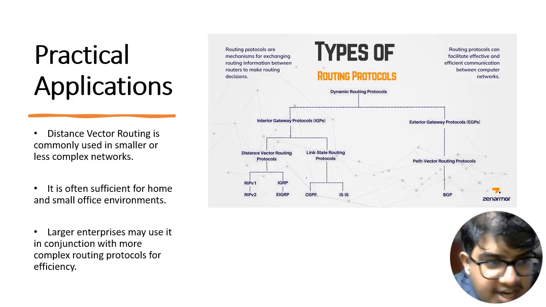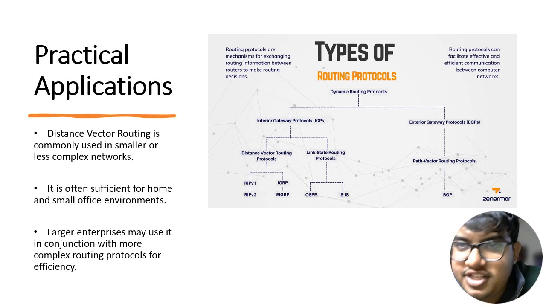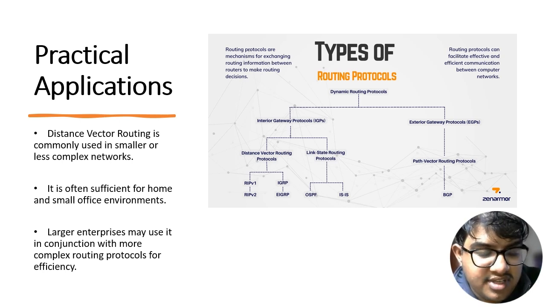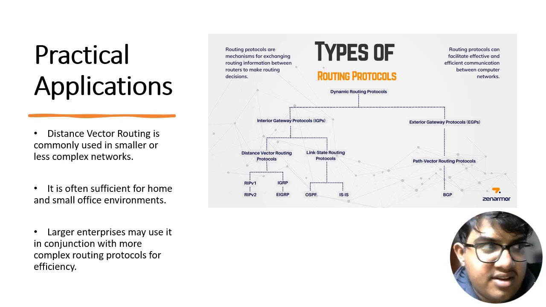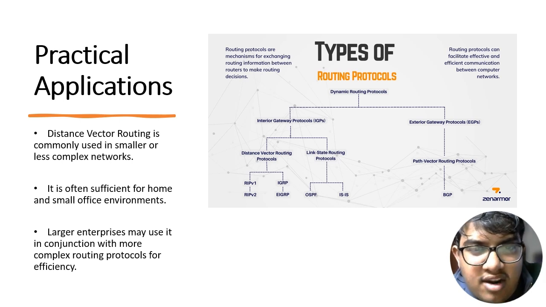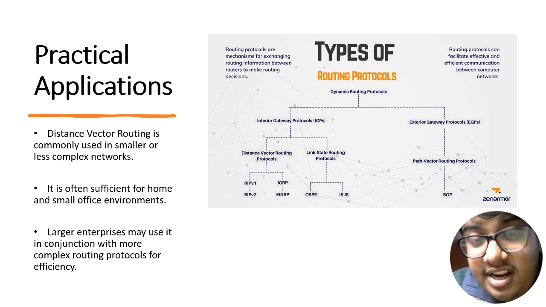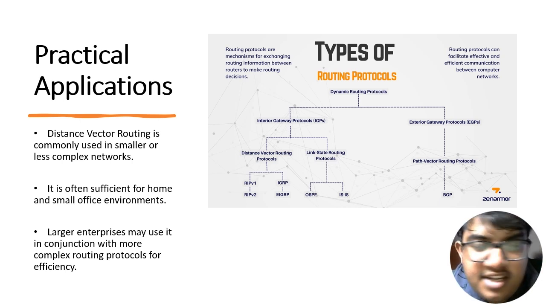Now coming to the practical applications. Distance vector routing is very commonly used among small and less complex networks. So it is often used where a small amount of networking is required, where a lot of computation is not there. In such environments, distance vector routing, especially RIP and others, are used. Larger enterprises may use IGRP, or they might not prefer distance vector routing and move into link state routing.